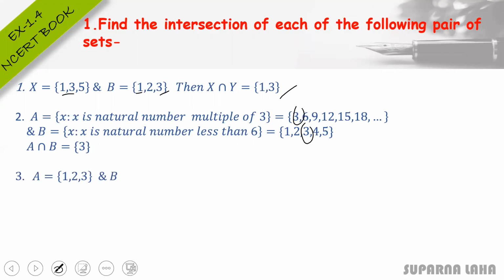Next one is 1, 2, 3 as the set A, and B is empty. So if you want to take its intersection, that will be empty. Now it is one of the properties of intersection. We will talk about this property later, but for now, know that whenever we take the intersection of a set with a null set, it will be null.